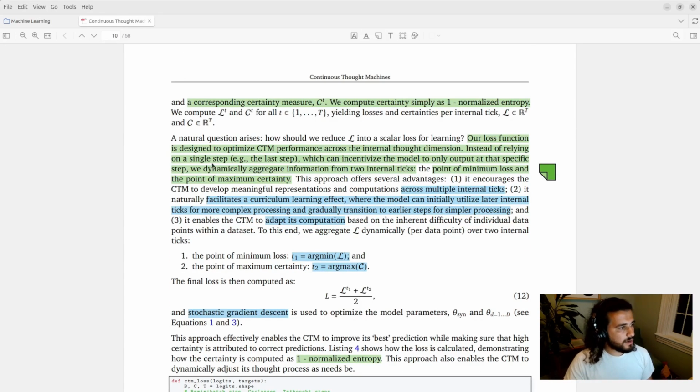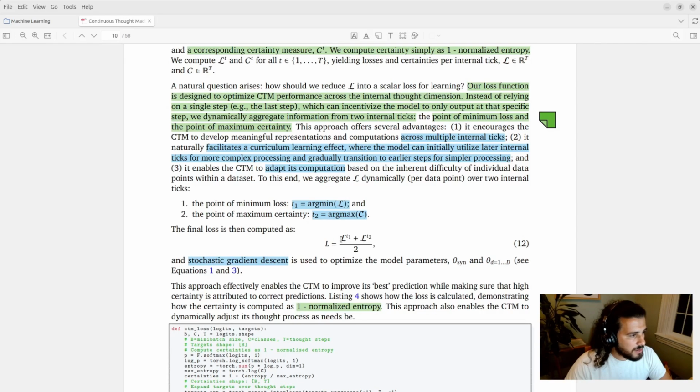Here, instead of relying on a single step, which can incentivize the model to only output at a specific step, they dynamically aggregate information from two internal ticks: the point of minimal loss and the point of maximum certainty. And then with these two, they can take the final loss, which is the point of minimum loss and the point of maximum certainty, divided by 2.